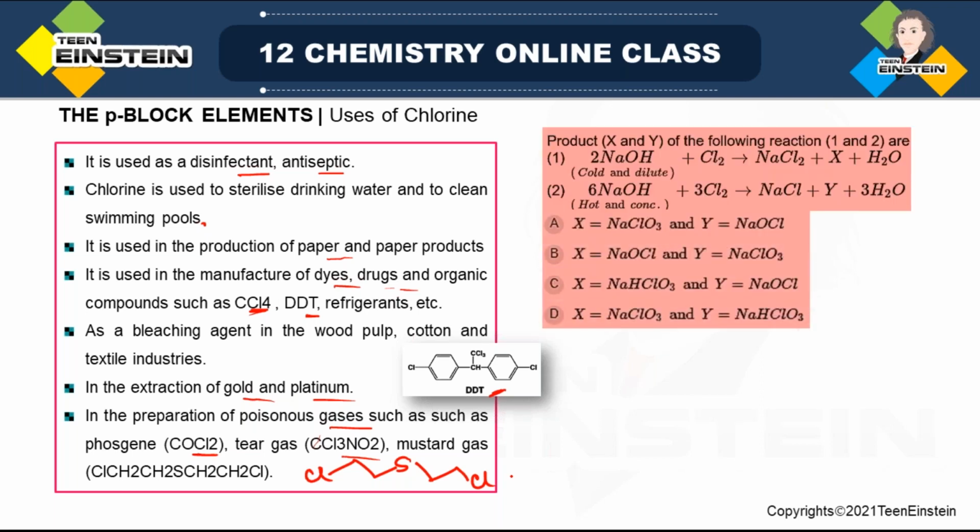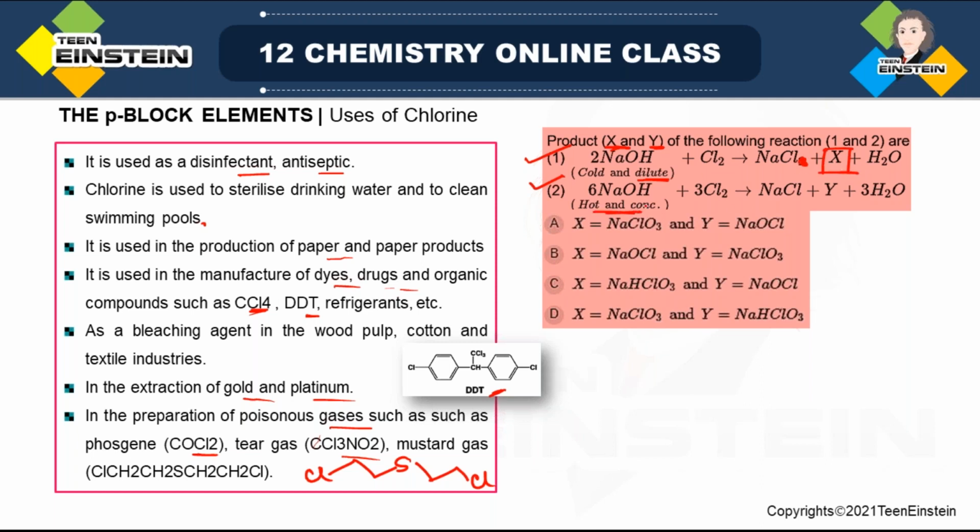Here we have a problem. Product X and Y of the following reaction. Reaction number 1, reaction number 2. Reaction number 1, you are using cold dilute NaOH and chlorine, you are getting NaCl, X and Y, water. So this is not given. We do not know what is X.